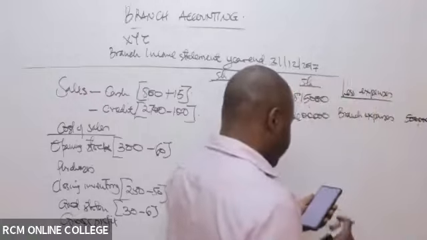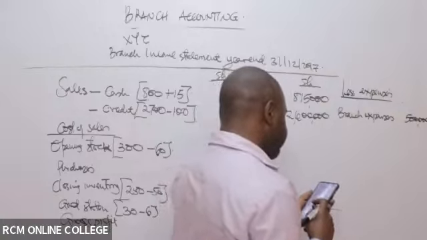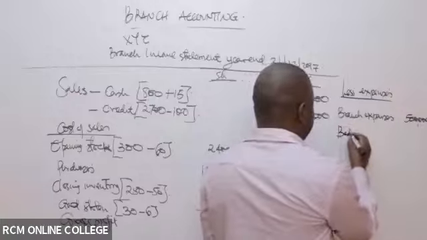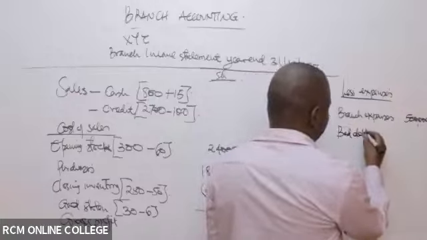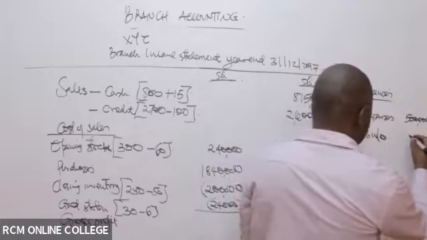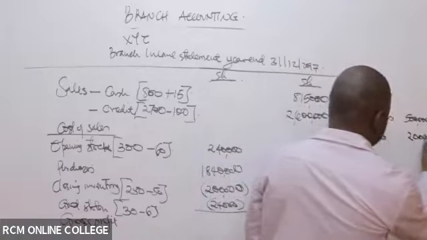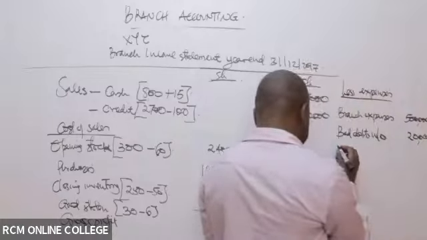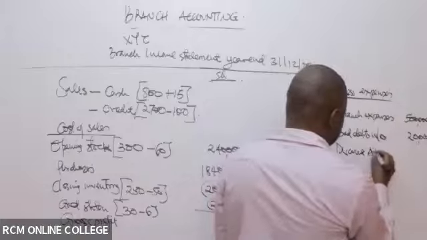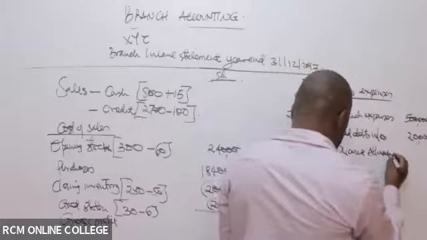Then the other expense in this case we have is bad debt written off. Bad debt written off is actually 20,000. Then you have in this case discount allowed. It is 30,000. I think it's 30,000.